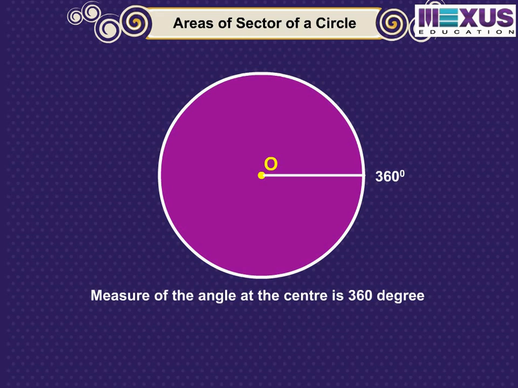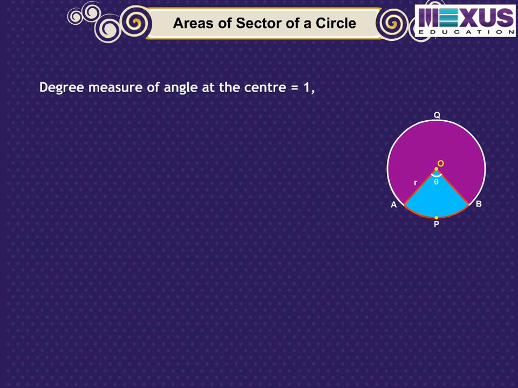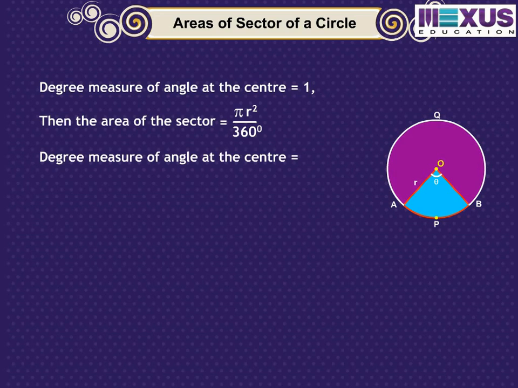Now, if the degree measure of the angle at the center is 360 degrees, then the area of the sector would be pi r square. Now, if we consider the degree measure of the angle at the center is 1, then the area of the sector would be pi r square divided by 360 degrees. Therefore, if the degree measure of the angle at the center is theta, then the area of the sector would be pi r square divided by 360 degrees into theta.